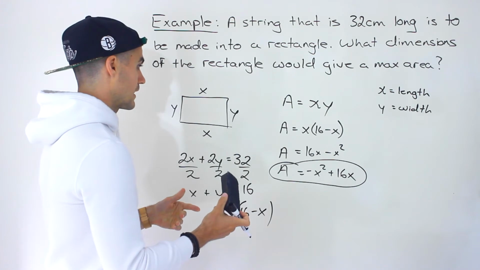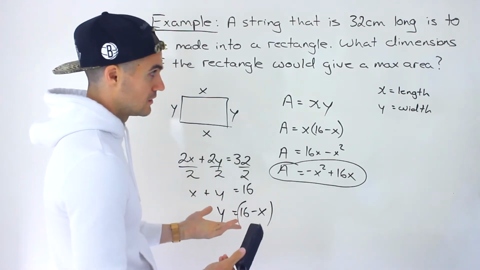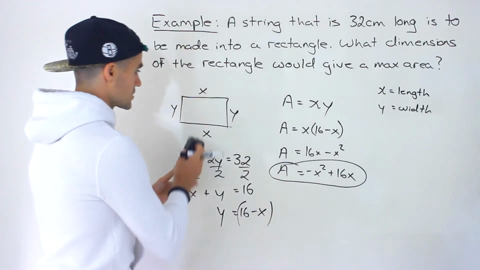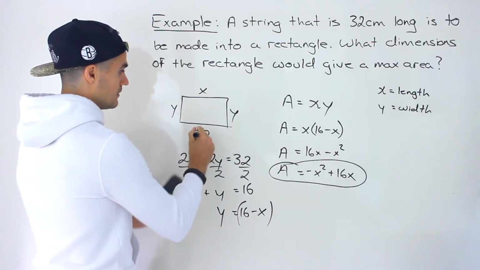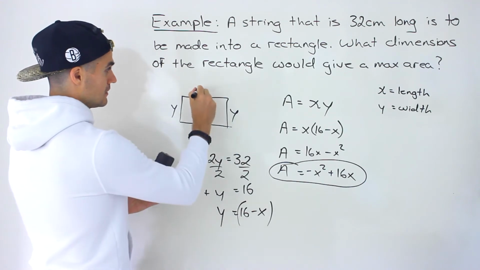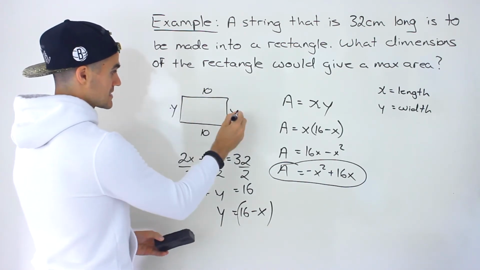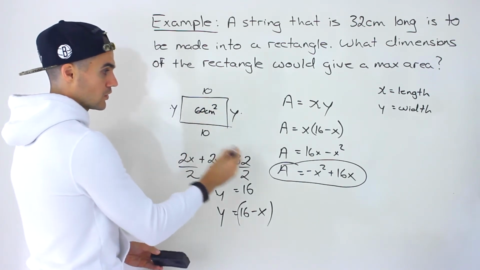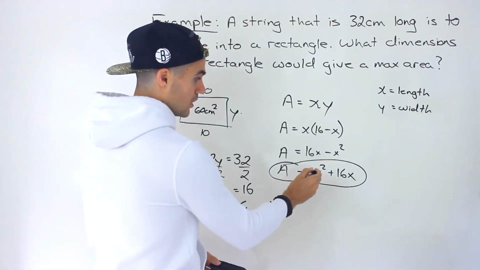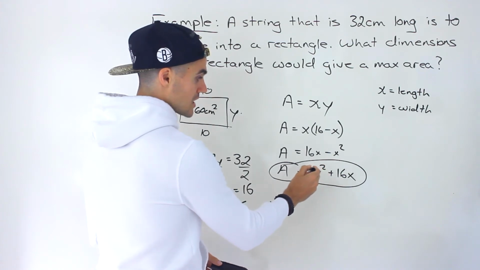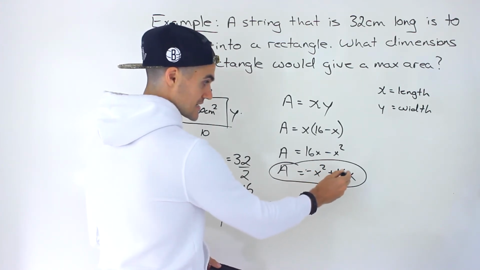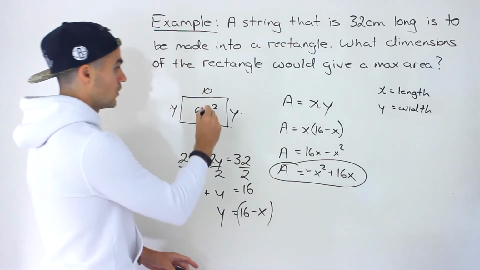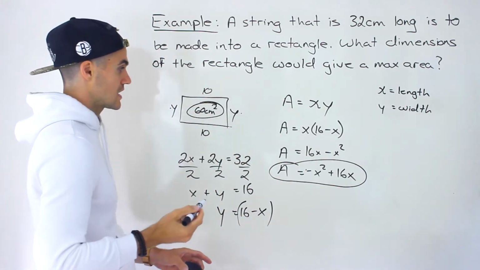So if we're going to use a length of, let's say, 10, for example, notice how it works. Remember we had 10, 10, and then 6 and 6, so that gave us an area of 60 centimeters squared. Notice what happens when we plug in 10 here. We'll have 10 to the power 2, which is 100, times negative 1, negative 100, plus 16 times 10, which is 160. Negative 100 plus 160 would indeed give us an area of 60 centimeters squared.